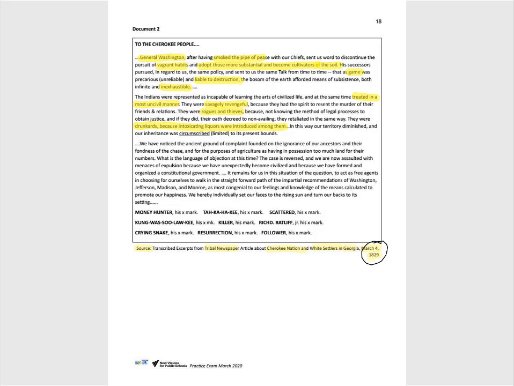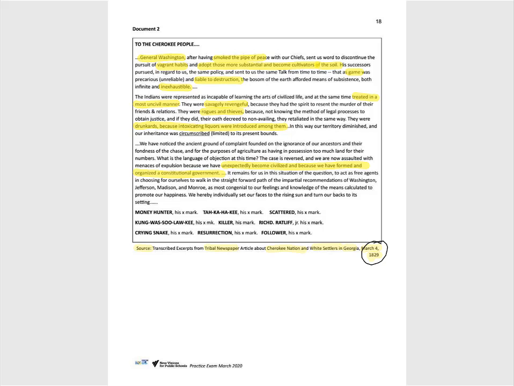What is the language of objection at this time? The case is reversed, and we are now assaulted with menaces of expulsion because we have unexpectedly become civilized and because we have formed and organized a constitutional government. It remains for us, in this situation of the question, to act as free agents in choosing for ourselves to walk in the straightforward path of the impartial recommendations of Washington, Jefferson, Madison, and Monroe, as most congenial to our feelings and knowledge of the means calculated to promote our happiness.